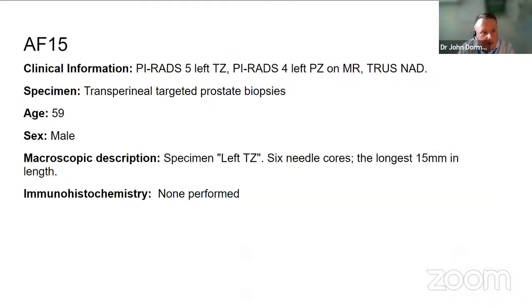Thanks, Nick. Sorry. AF15: a patient with an abnormal MRI with a PI-RADS 5 lesion, a younger patient at 59, specimen from the left TZ. On this low power, most of the cores look atypical with lots of glandular change, where Nick's pointing to now is probably the most atypical area, which I think we've focused on.